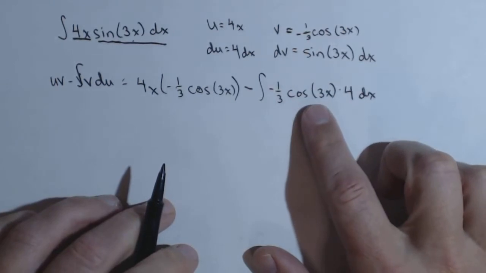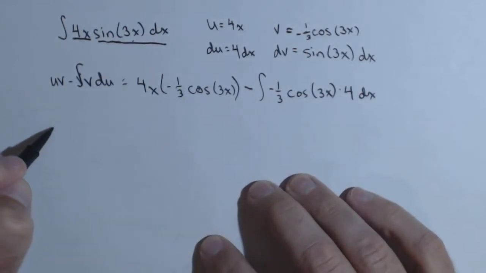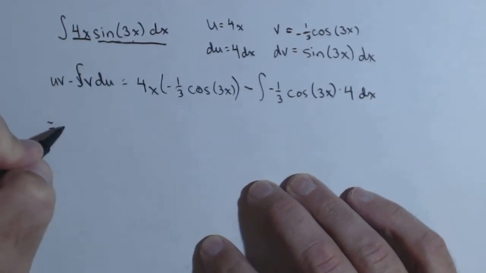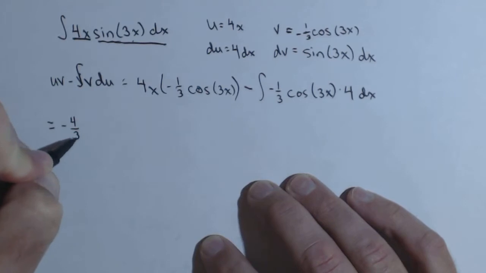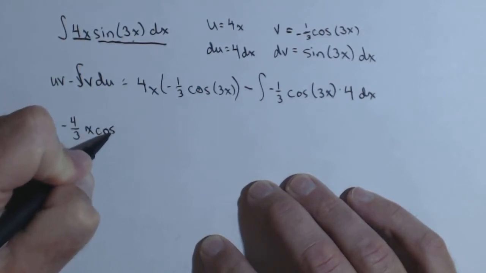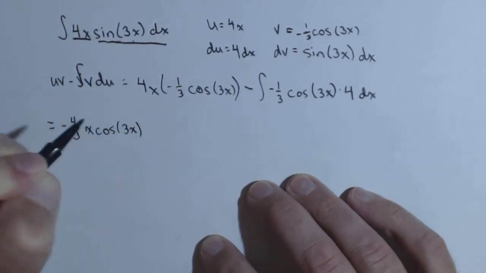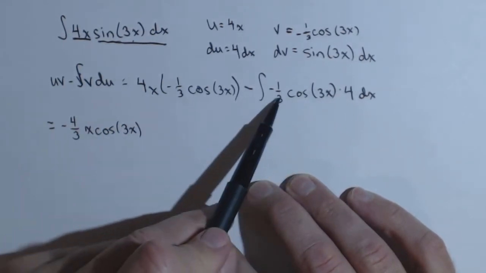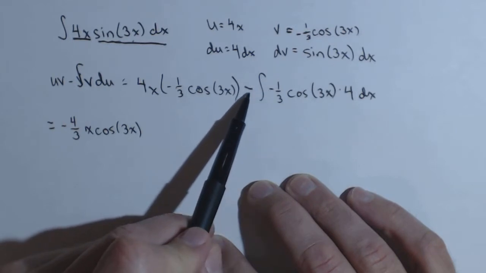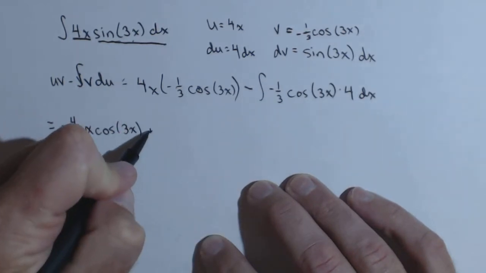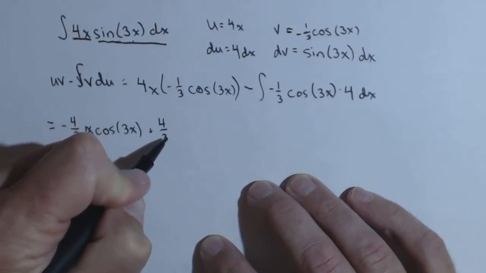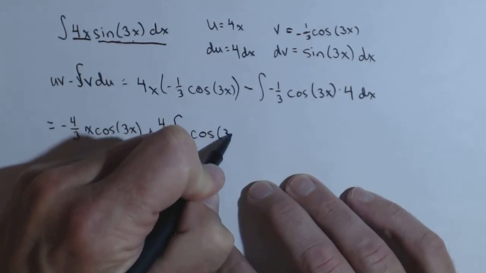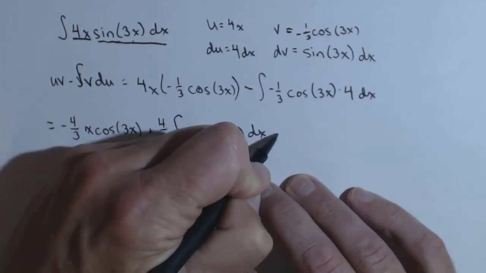So this still needs to have the antiderivative taken, but before we do that, let's clean up some of these constants. So multiplying the 4 and the negative 1/3, I get minus 4/3 x cosine of 3x, and as I mentioned, that's out of the antiderivative. We're done with that. We're going to have another 4/3 here. Initially it'll be negative, but when I pull it out, the negative times the negative will become a positive. So I'll have positive 4/3 times the antiderivative of cosine of 3x dx.